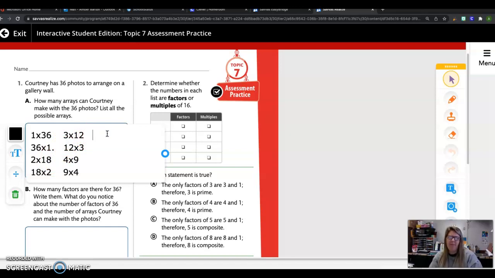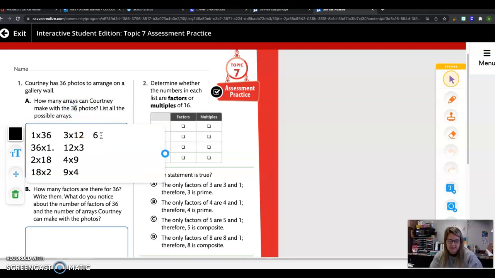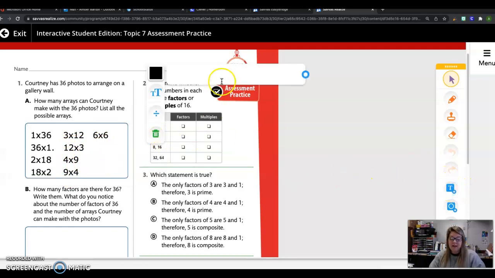Could we do a 5? No, because it doesn't end in a 0 or 5, so it's not divisible by 5. But we did say a 6 by 6. Are there any other possible arrays that we could come up with for 36? No. I don't think so either. So how many total arrays can she make? 1, 2, 3, 4, 5, 6, 7, 8, 9. So how many total arrays can she make? 9. So she can make 9 total arrays.